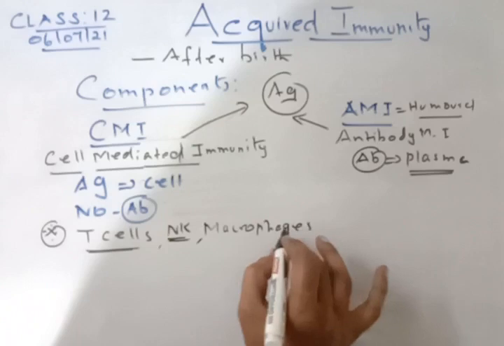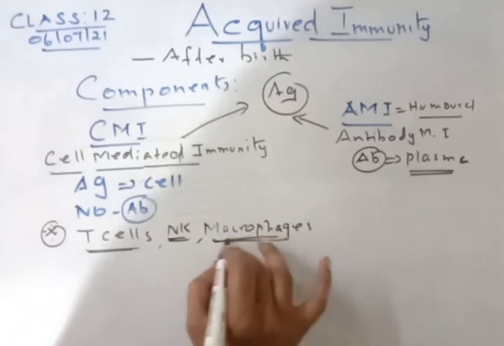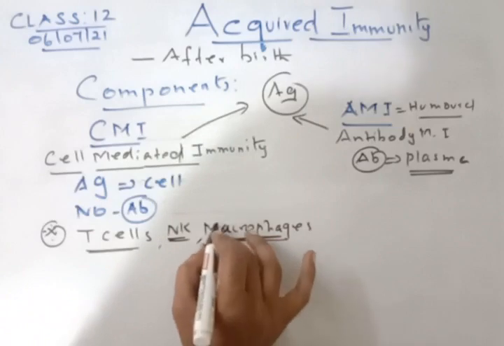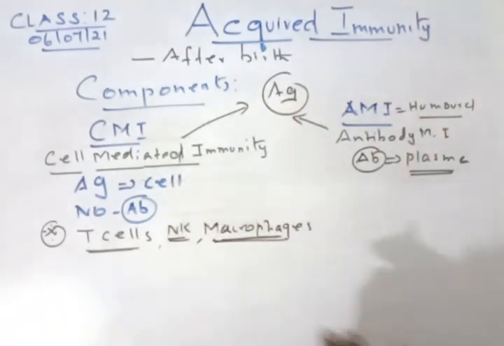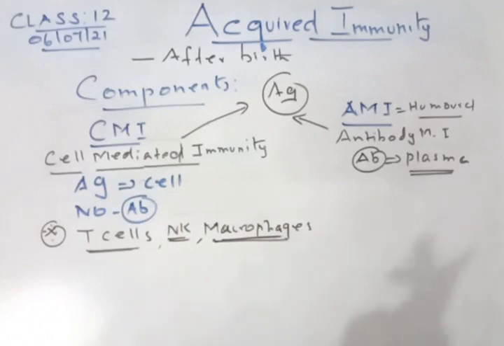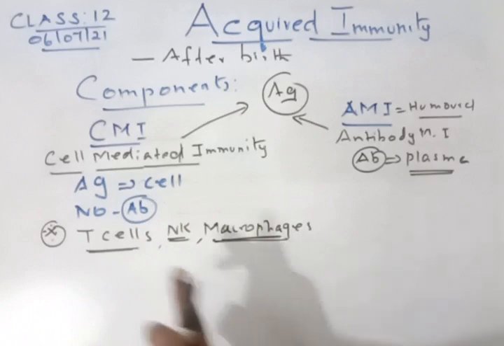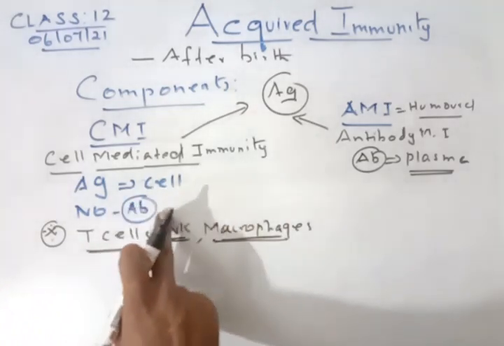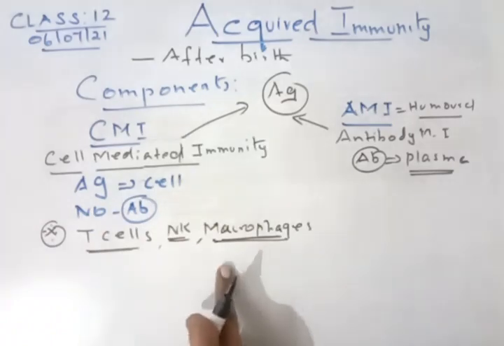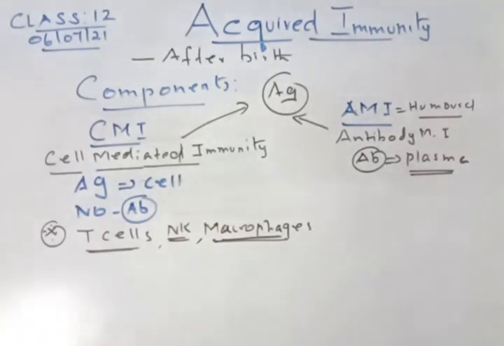Macrophage is one type of WBC. Out of the 5 types, monocyte is the WBC. Whenever a cell is getting infected, monocytes will be converted to macrophages. Don't forget it, yesterday itself we discussed this. So cell mediated immunity is done with the help of cells. There is no antibody, and those cells are T cells, natural killer cells, and macrophages. That much is clear, right?